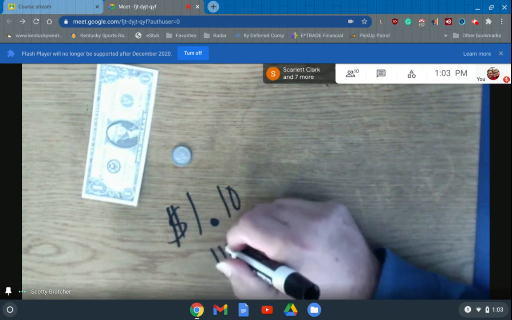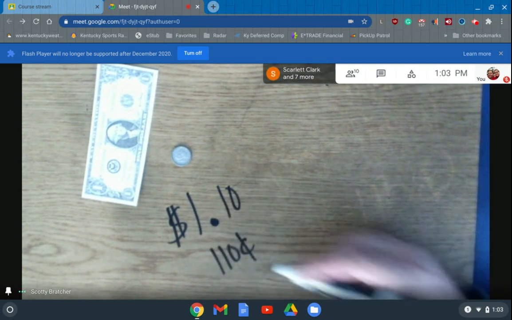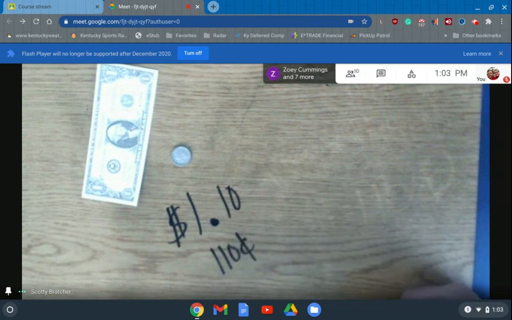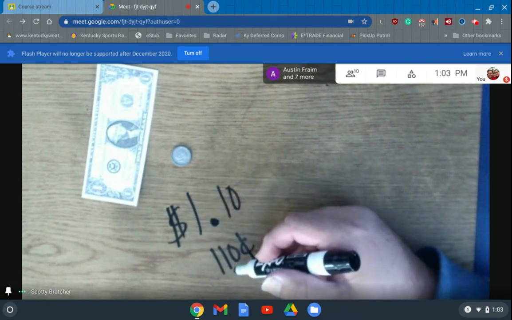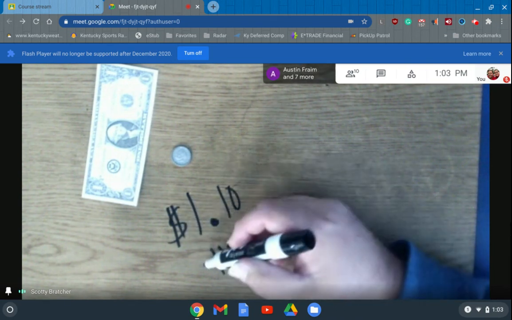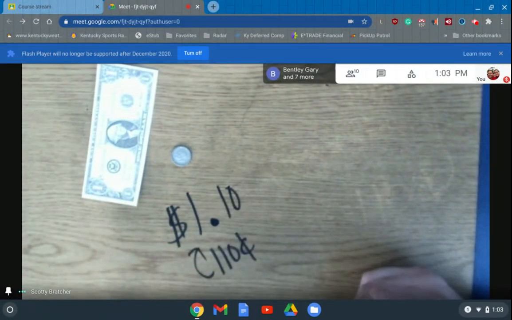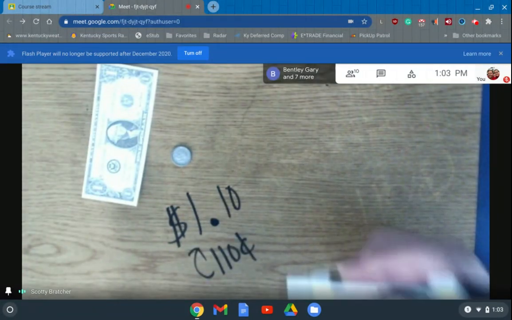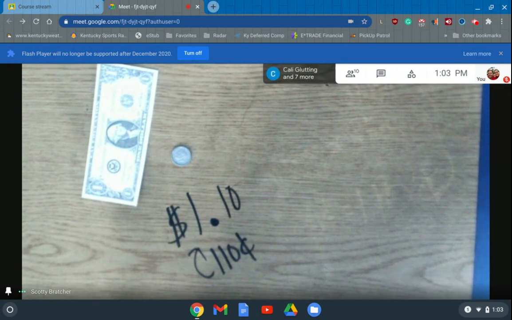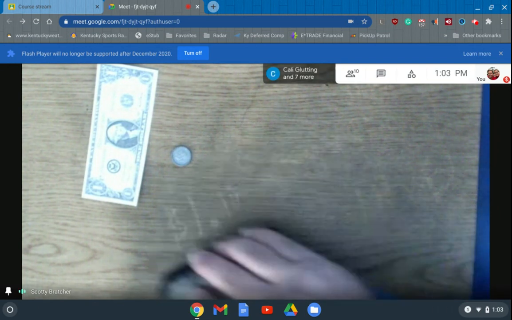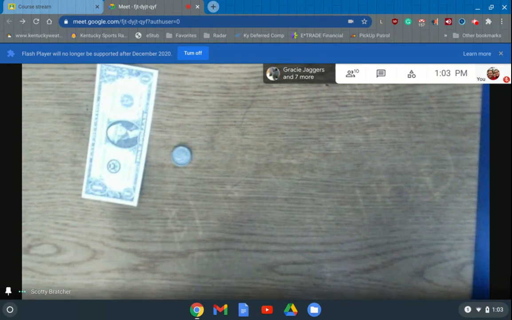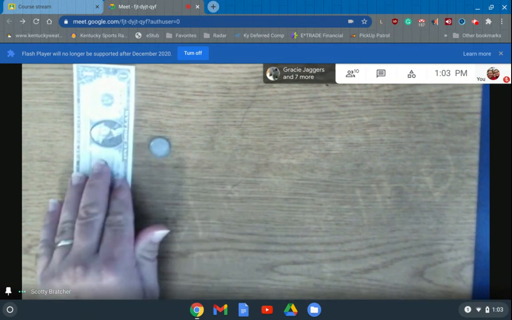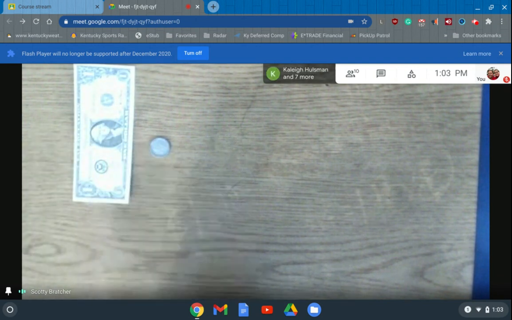However, 110 cents, both of those are correct. But once we go over $1, or once we go over 100 cents, we're supposed to change it to this. But I'm not too worried about that right now. I just want you to know that that's still 110 cents. So I still have 110 cents.